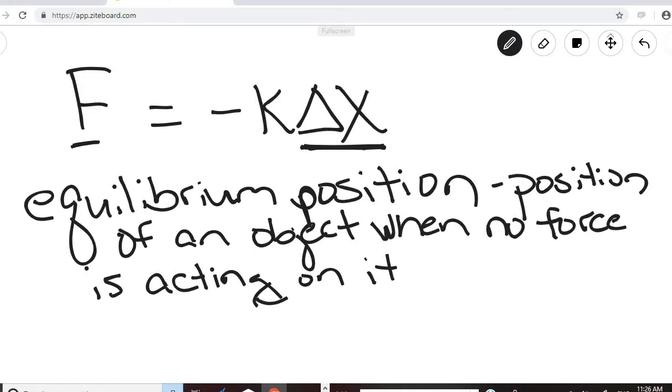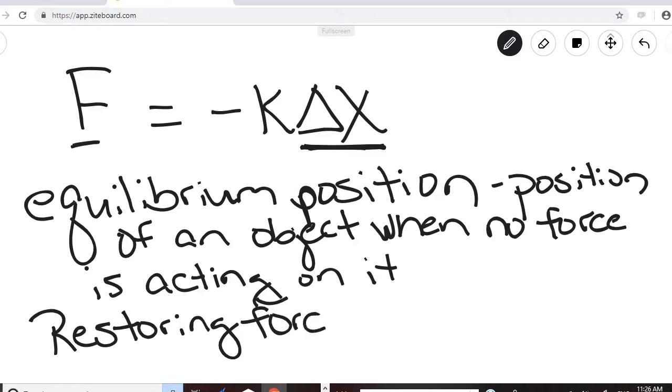And then the other word we use is the restoring force. And that is the force that is applied to try to bring it back to an equilibrium position.